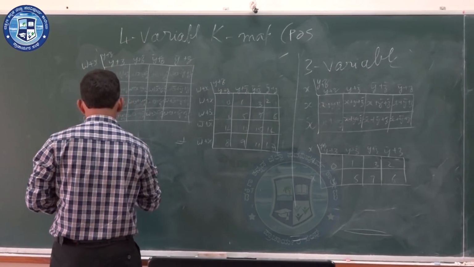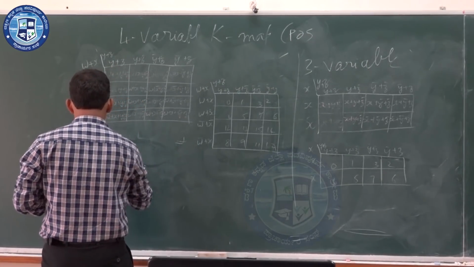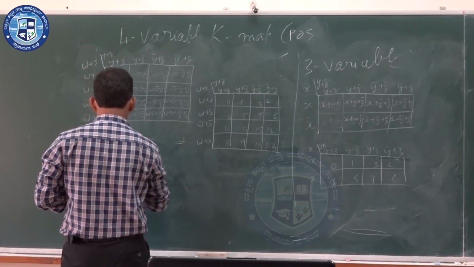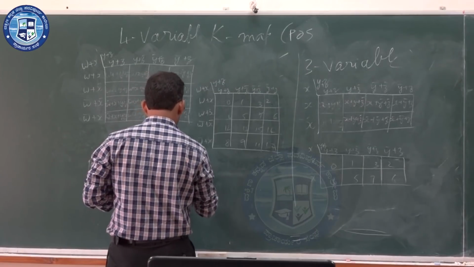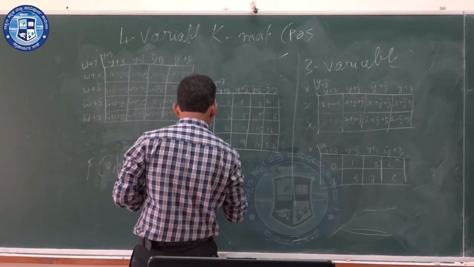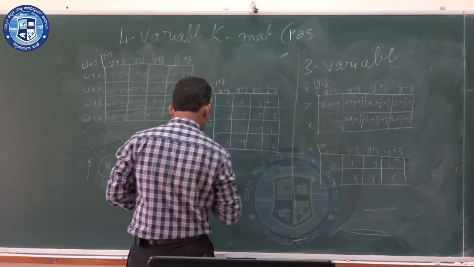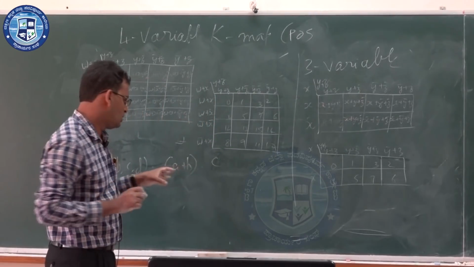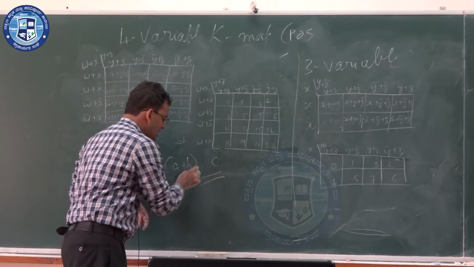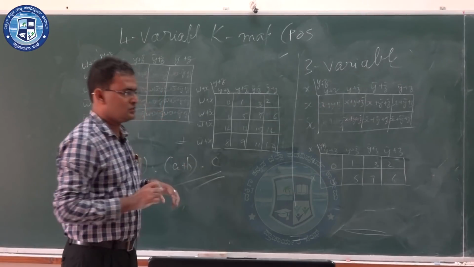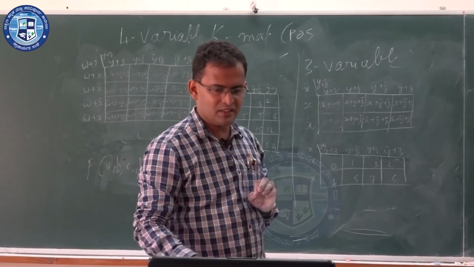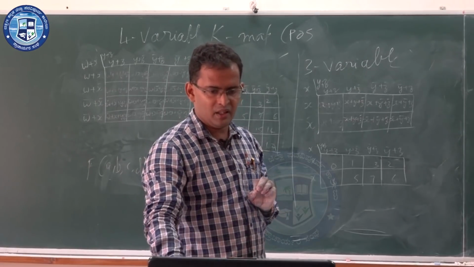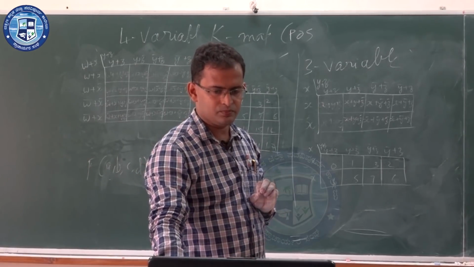For example, I got the answer f of a b c d is equal to A plus B into C. This is the final answer, assume it. So, this into should be written when you are writing the final expression.